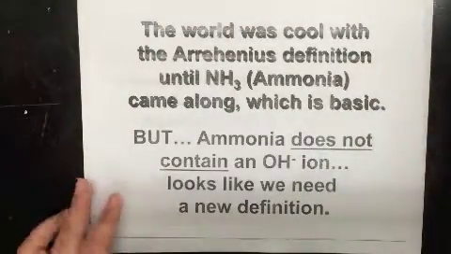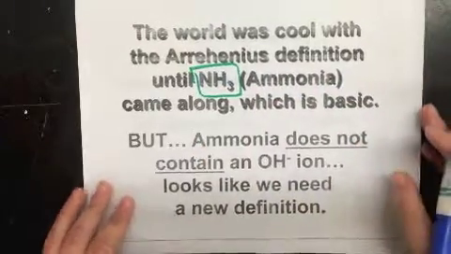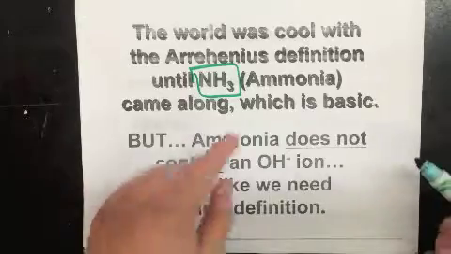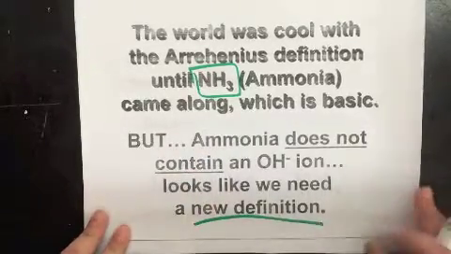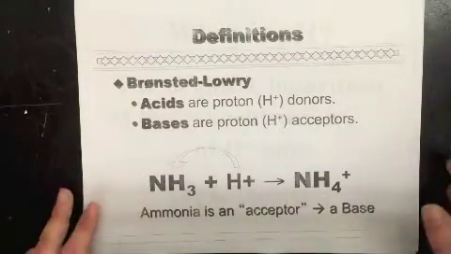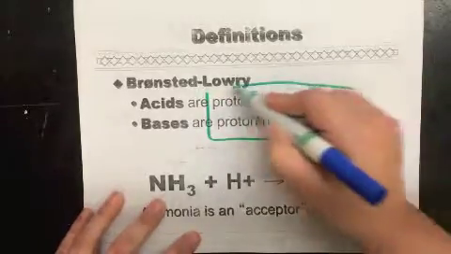The problem came when they discovered NH3, which is ammonia. This is basic because it follows all the properties of a base, but there's no OH there. So therefore, they had to come up with a new definition. It can't just be the hydroxide that makes it a base. So Bronsted-Lowry changed it to this.